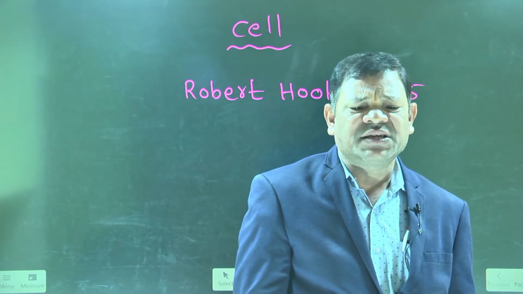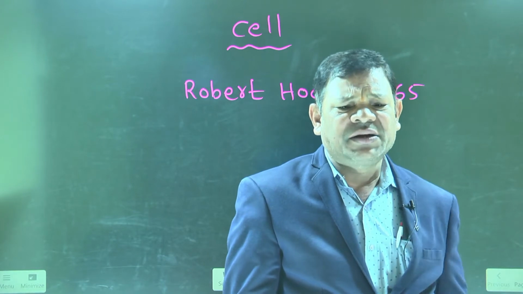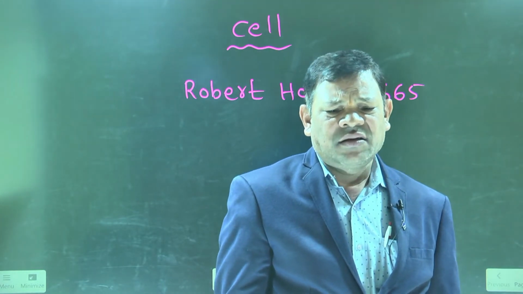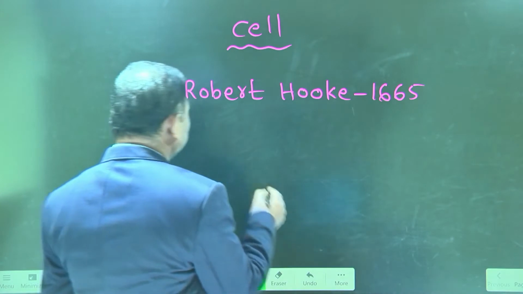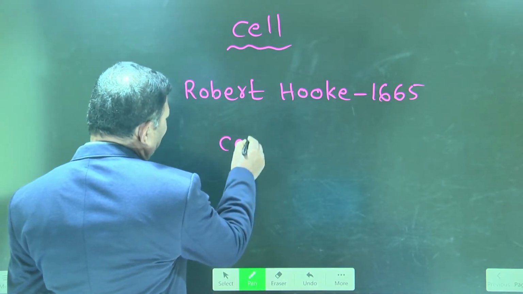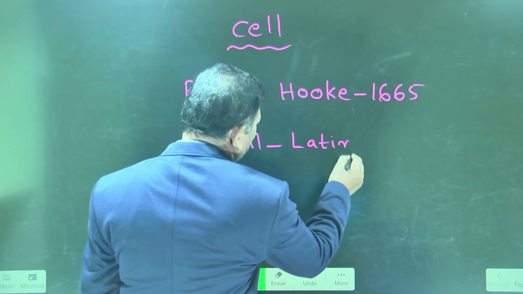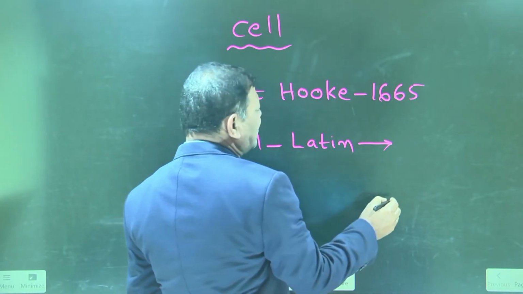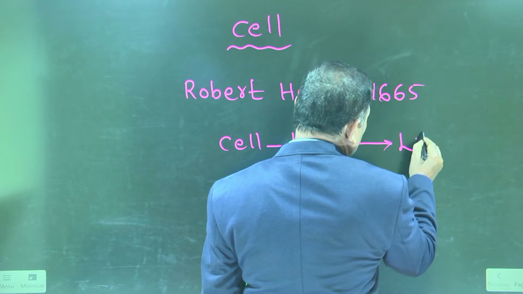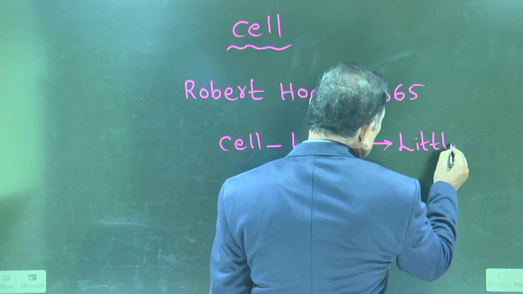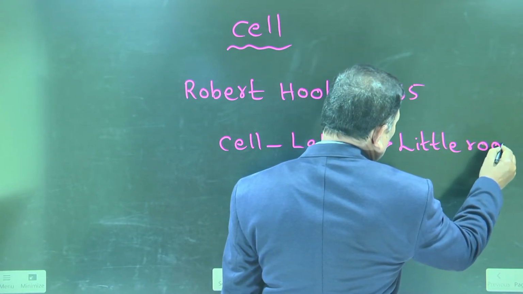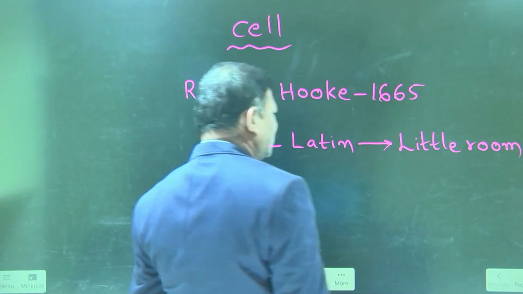Robert Hooke discovered the cell. Cell is derived from which language? Cell is derived from the Latin language. In Latin, what is the meaning of cell? Little room. Okay, next.